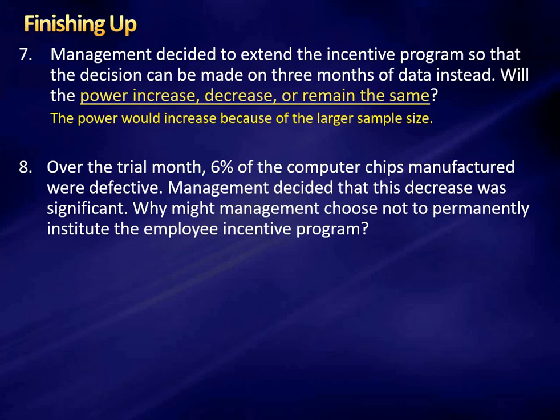So we originally had a P of 0.08 or 8%. After this incentive program, now I have a 6% defective rate. And we've said that that is significant. And when we use the term significant, we're usually saying statistically significant. Yes, I'm very certain there has been a change. Why would I not stick with the incentive program?